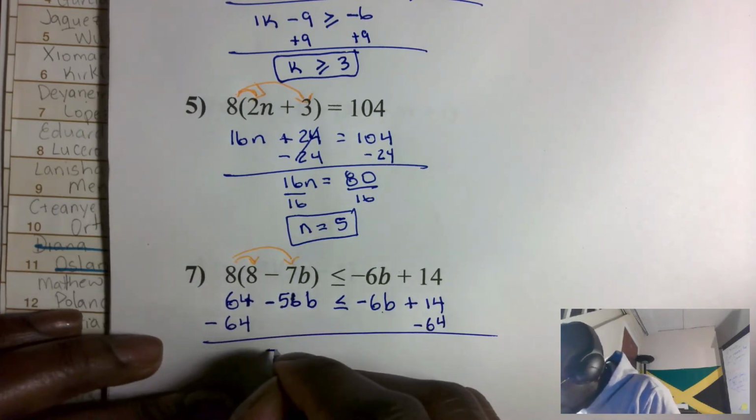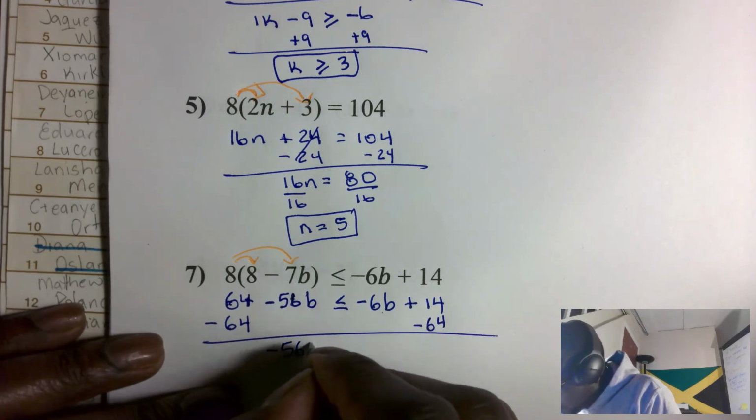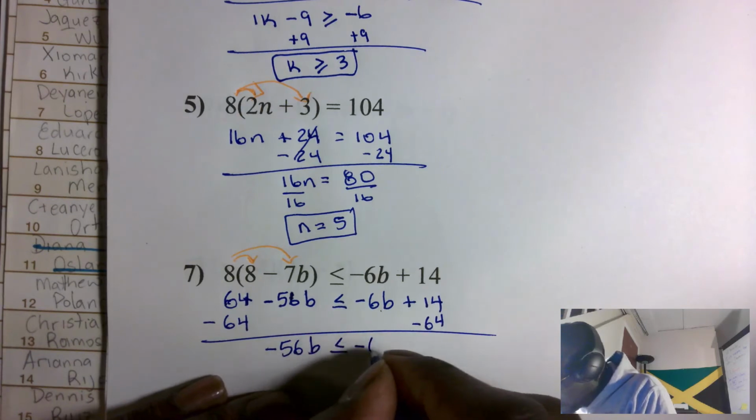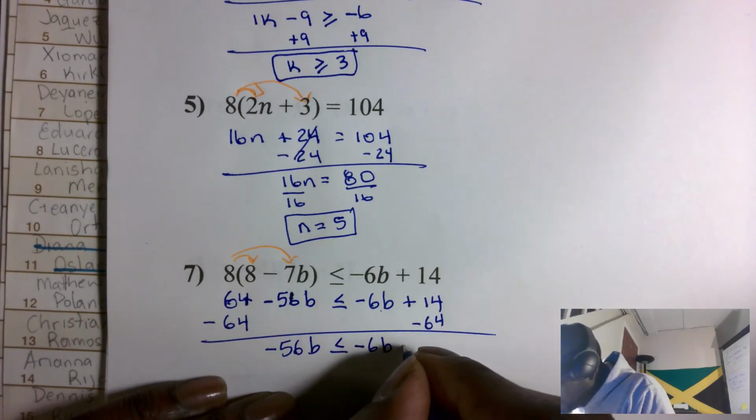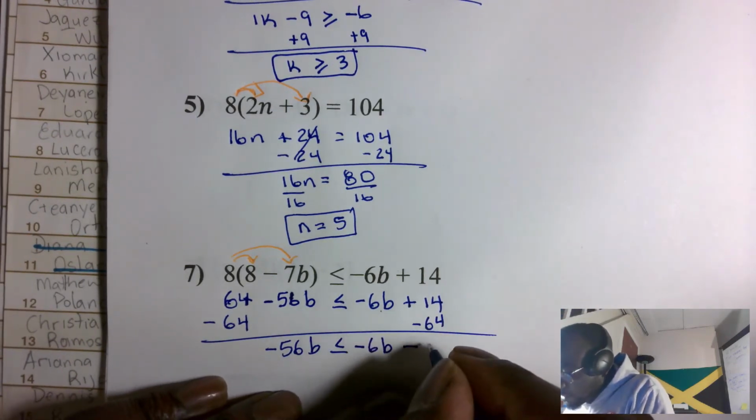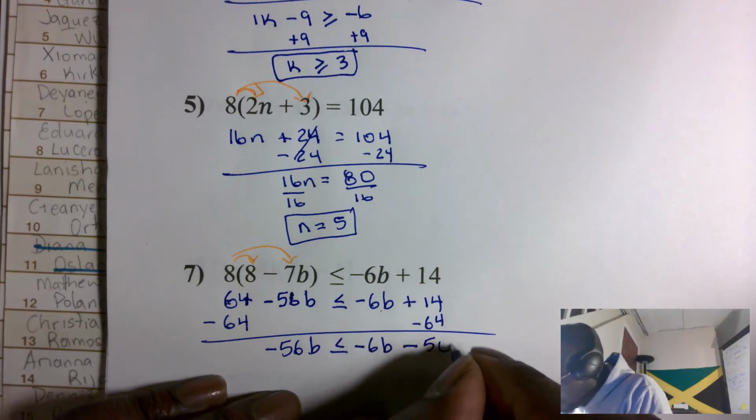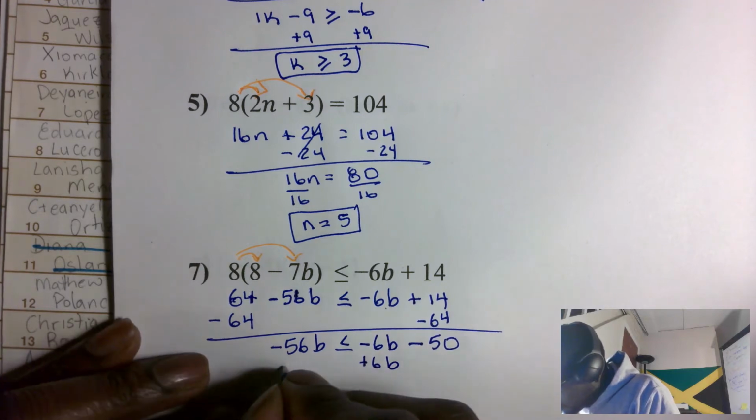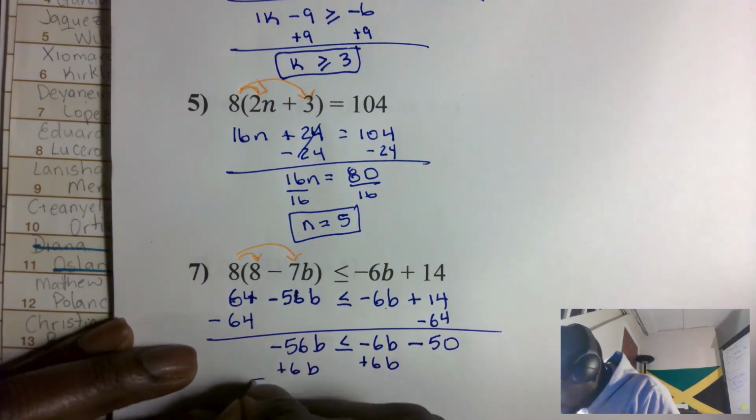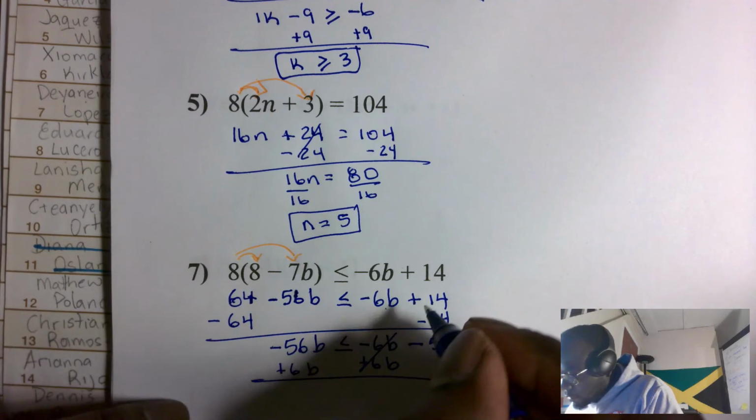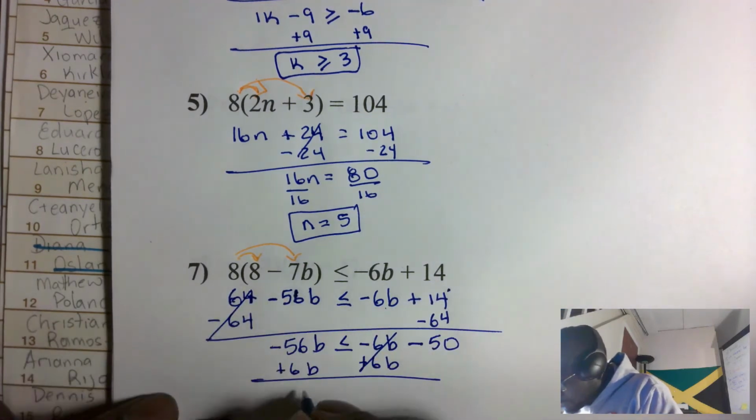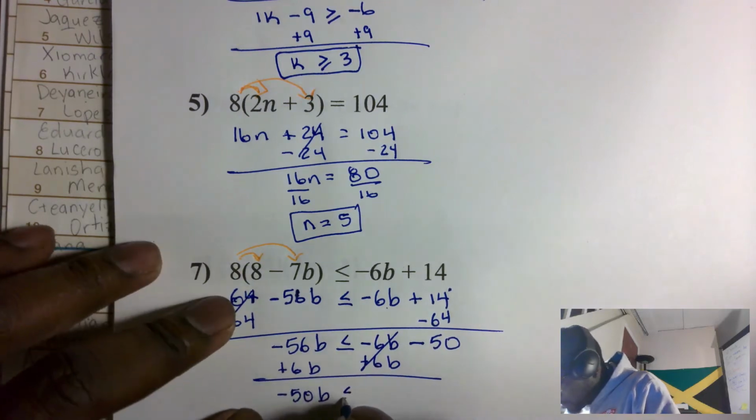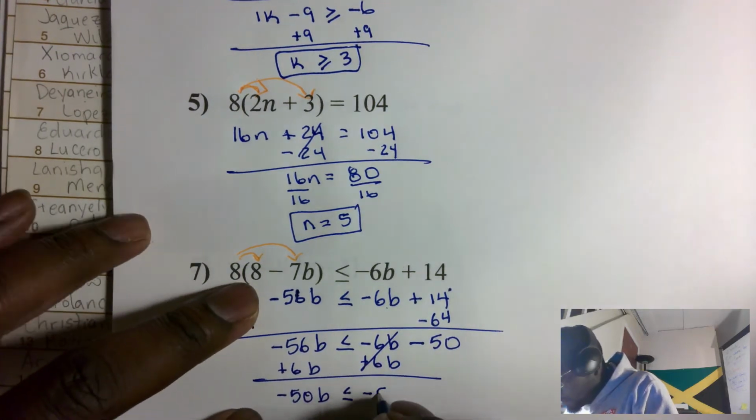So when I do that, I get minus 56b is less than or equal to minus 6b, minus, when I subtract this, I'm going to get 50. So here I'm going to add 6b on both sides. This cancels. So here I get negative 50b is less than or equal to negative 50.